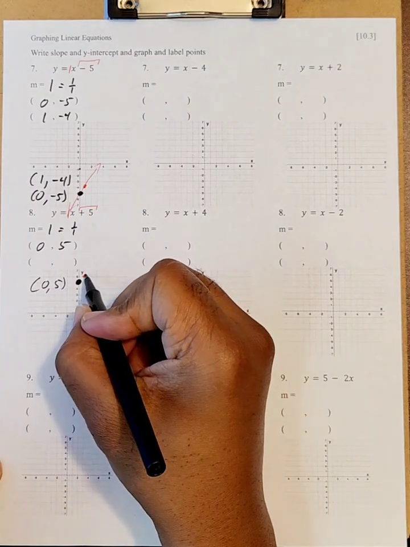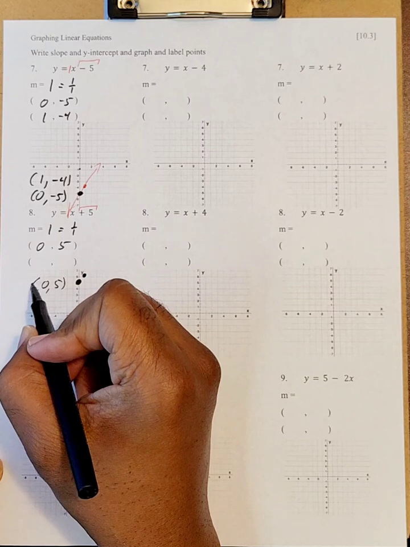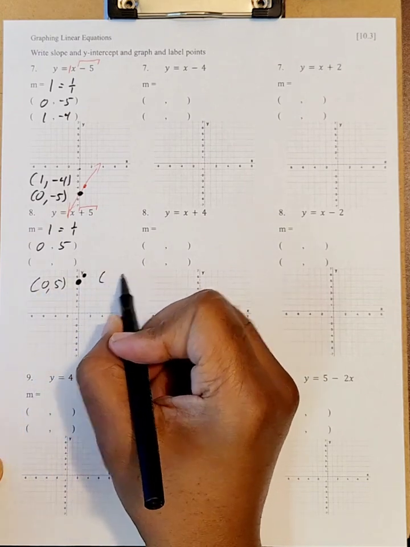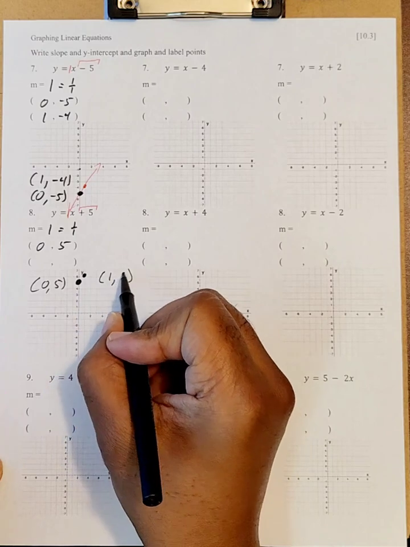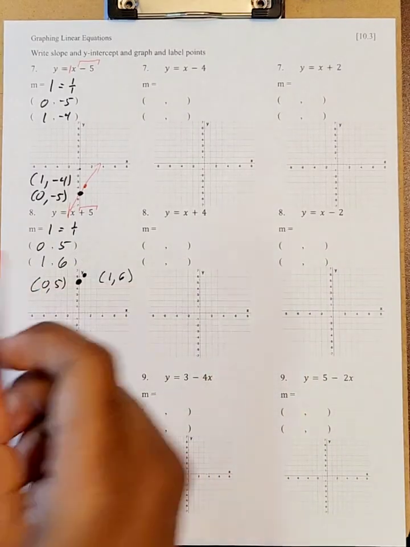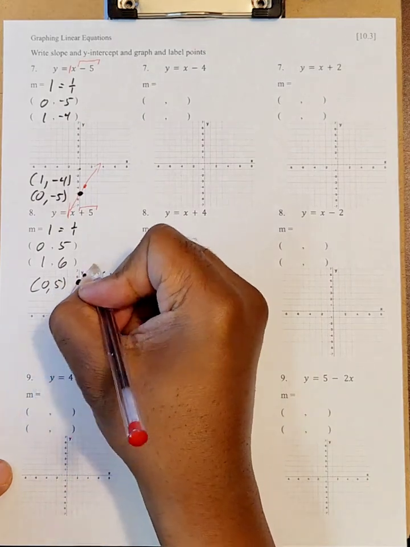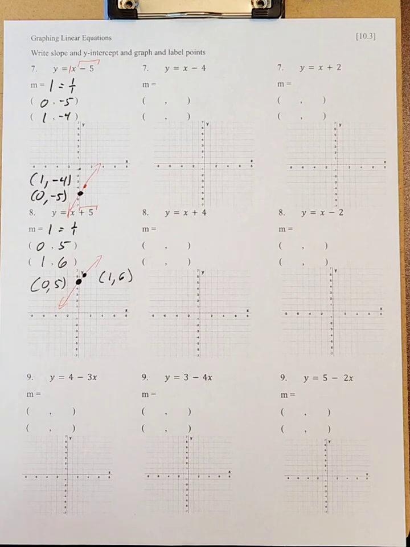The new point is very close to the old point. But the coordinate for that new point, I'll put it over here because it's getting a little crowded over there, is x is 1 and y is 6. So 1 and 6. And then we'll draw a line between them. Okay, next.